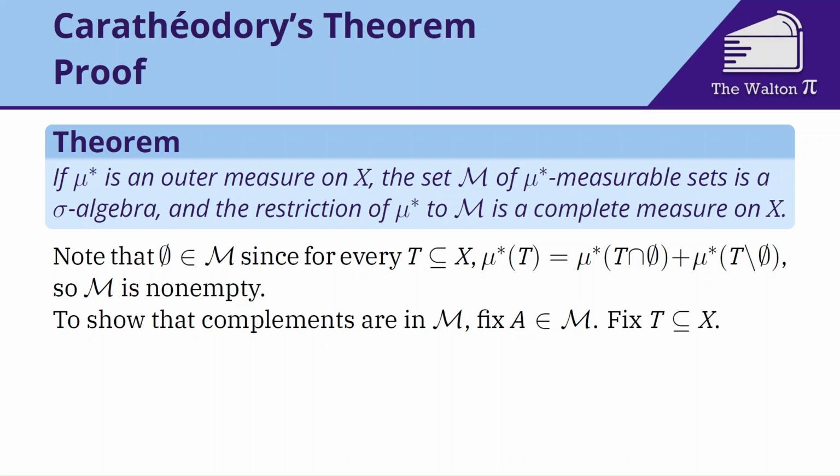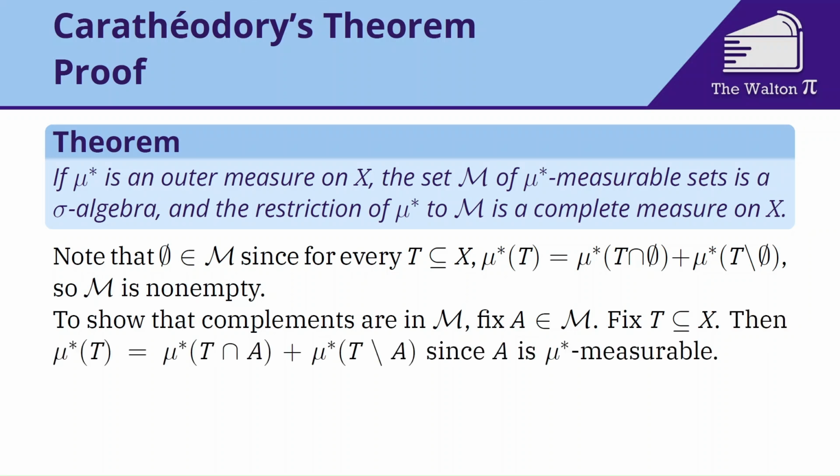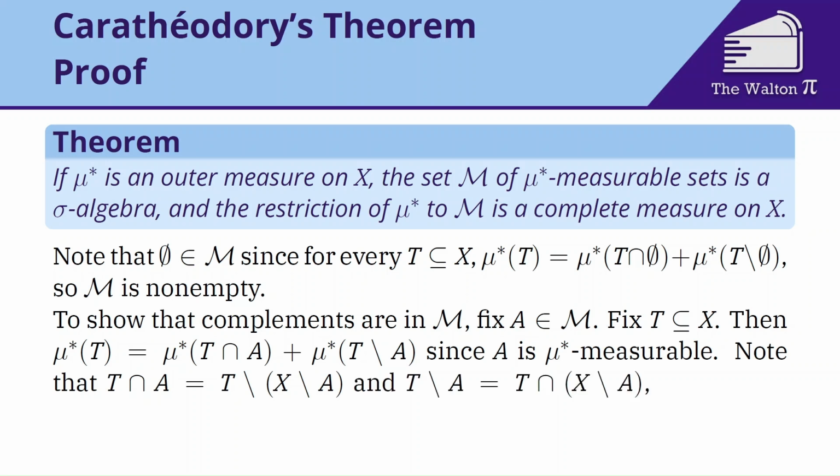Well, we don't know it's a sigma algebra yet, but we're going to show that. So let's now fix T to be a subset of X. Then mu star of T is equal to mu star of T intersect A plus mu star of T minus A, since A is mu star measurable. And then note that T intersect A is T minus the set X minus A, and that T minus A is T intersect X minus A.